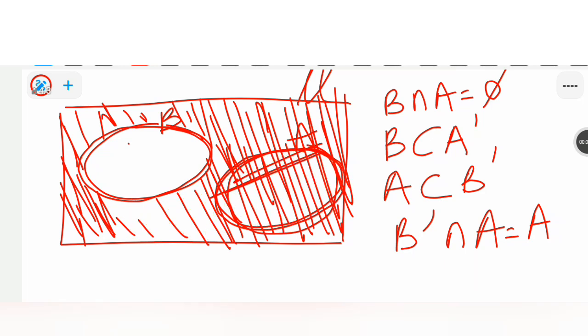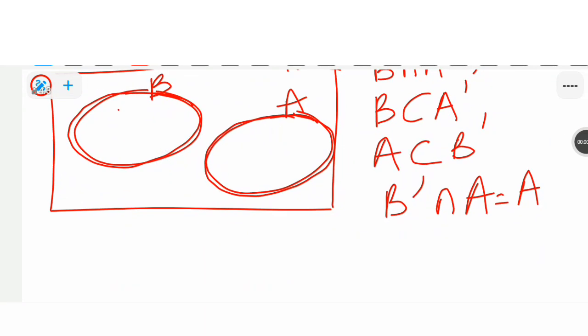Okay, I hope you understand. So with that same analogy, you can also say A prime intersection B is equal to B, and you get the same answer. Both of them are the same concept. Now let's move to something else.